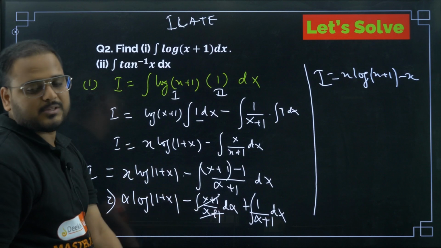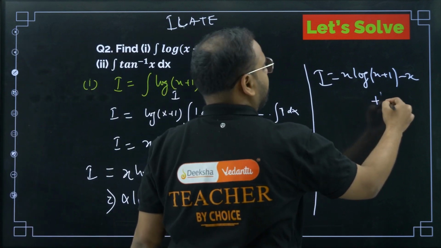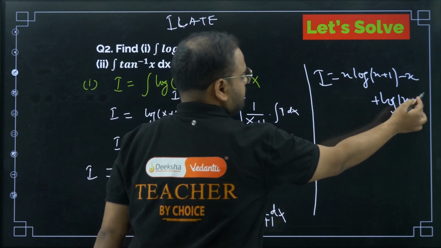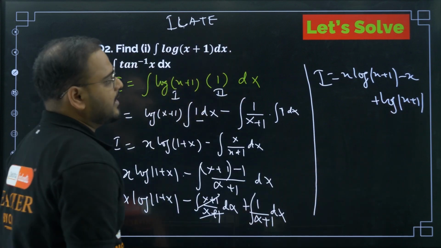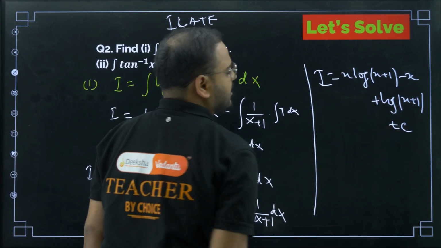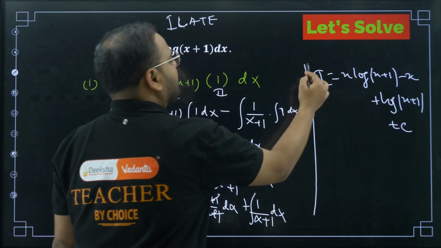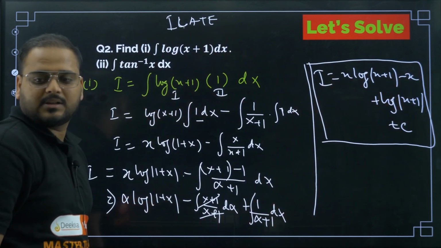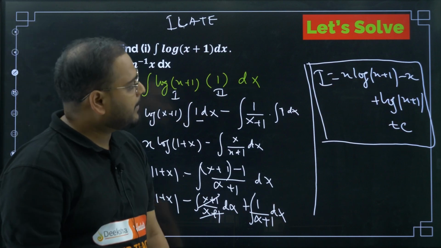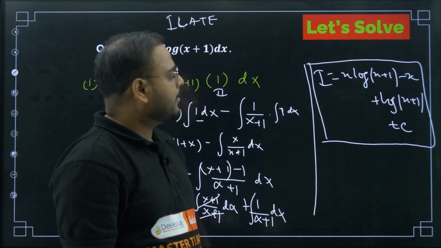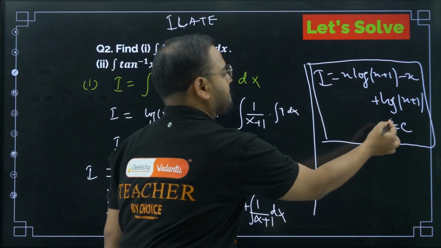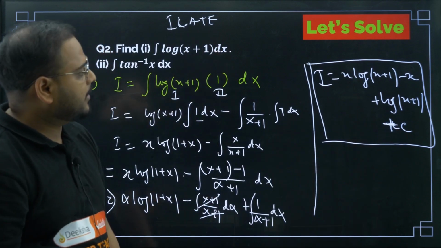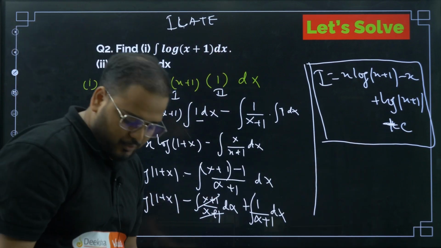And integration of 1 upon x plus 1 is again plus log of x plus 1. Okay, this is my answer, and the plus c will come with the answer. My final answer, please have a look: x log of x plus 1 minus x plus log of x plus 1 plus c. This is plus c. Okay, plus c. Chaliye. Yes, that's it. Please have a look.